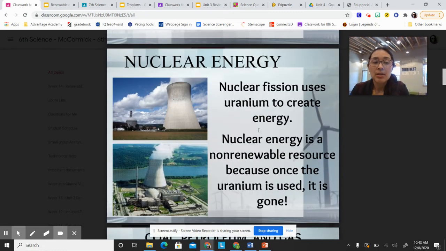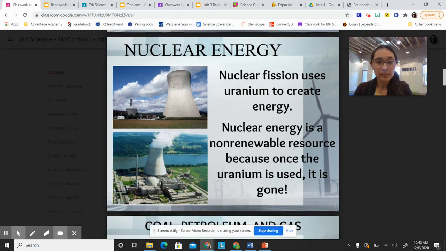So one type is nuclear energy. Nuclear fission uses uranium to create energy, which is an element on the periodic table. And once you use uranium, you cannot use it again. It's gone. So you'd have to find more uranium in nature to get that kind of energy.